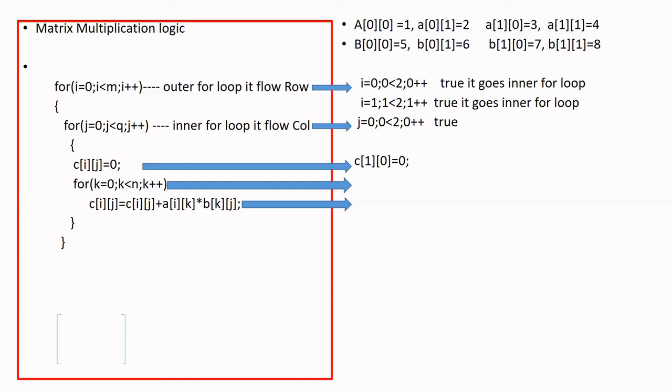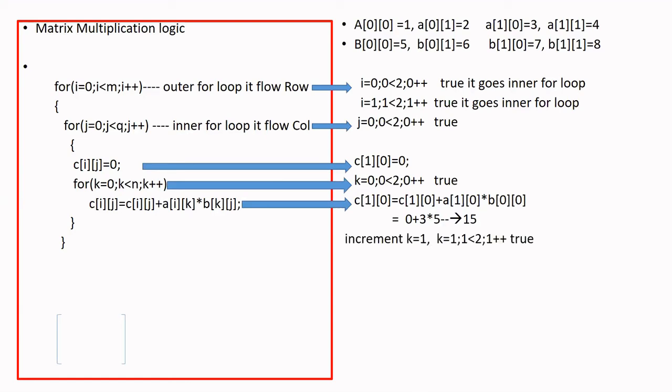So now i value is 1, j value is 0. I'm initializing it to 0 first. Next, I'm initializing k to 0. 0 is less than 2, yes, it is true. Again, formula C of ij. Now i value is 1, j value is 0, so C of 1 0 equals C of 1 0 plus A of i value 1, k value 0, multiplied by B of k value 0 and j value 0. The values are: 0 plus A of 1 0, which is 3, multiplied by B of 0 0, which is 5. So you will get 15.